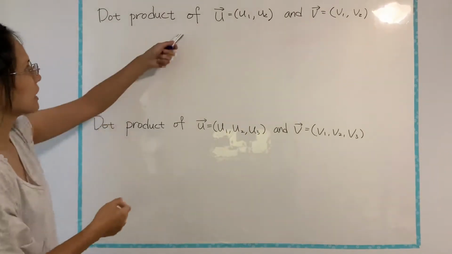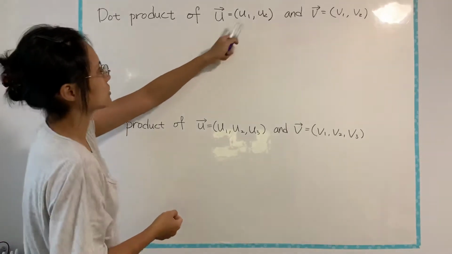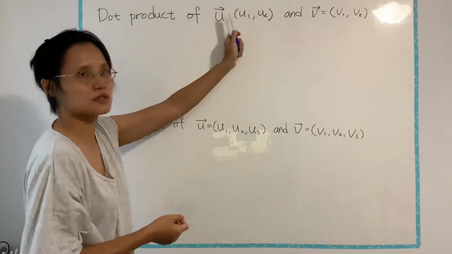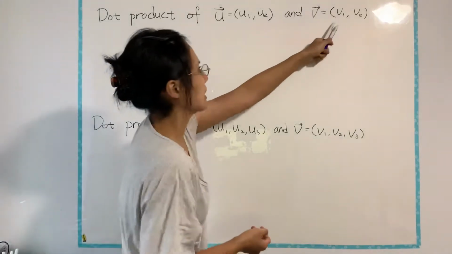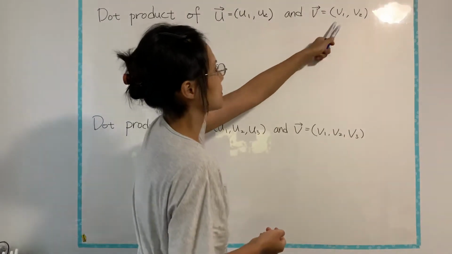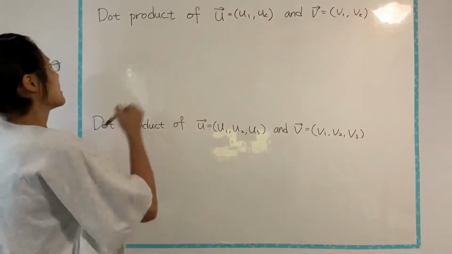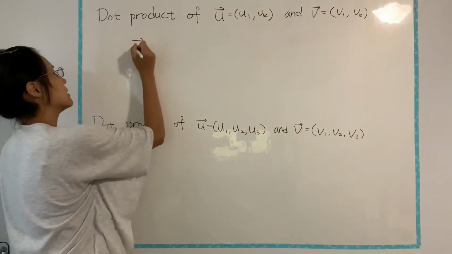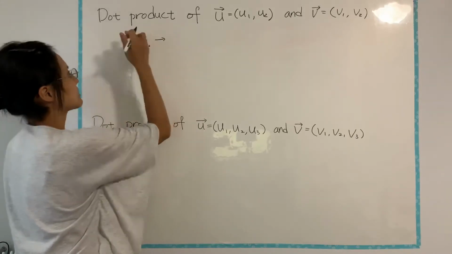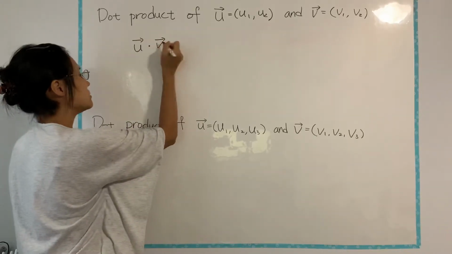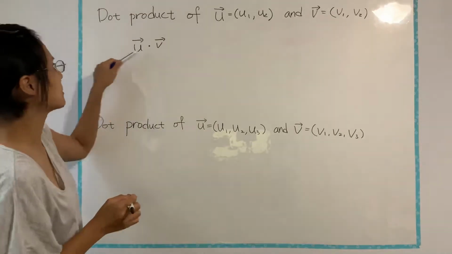Here on the top we have a vector that only has two components. This says this vector is in a two-dimensional space, and same here. So the vector v is also a vector in a two-dimensional space. Then we can say the dot product of vector u and vector v. So we also say u dot v.